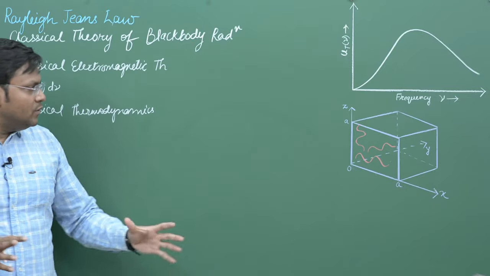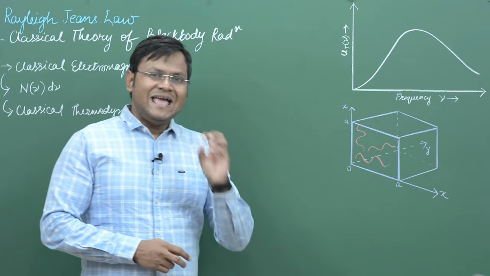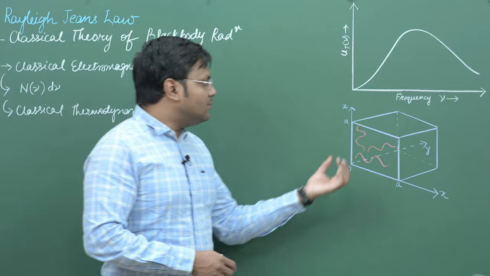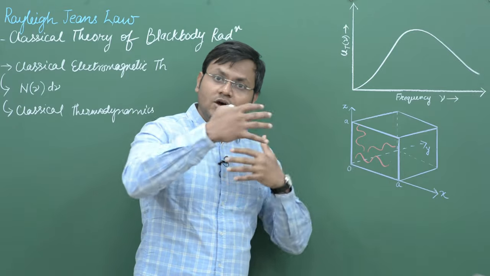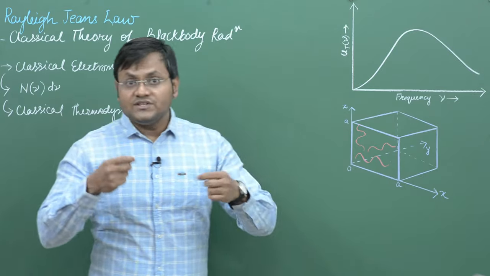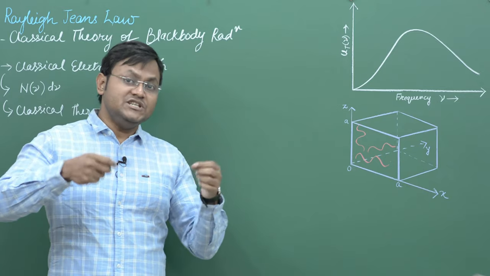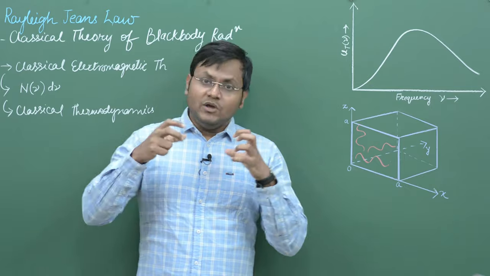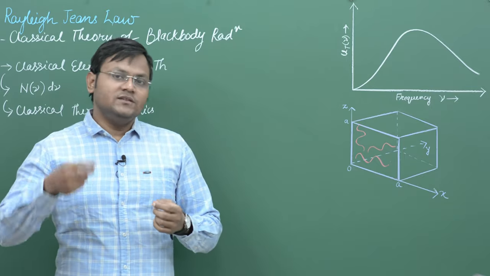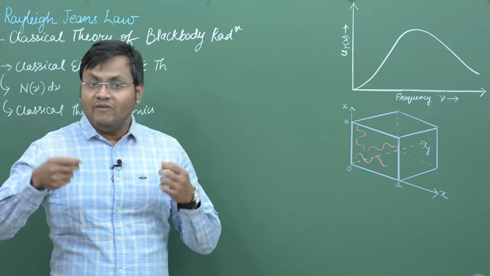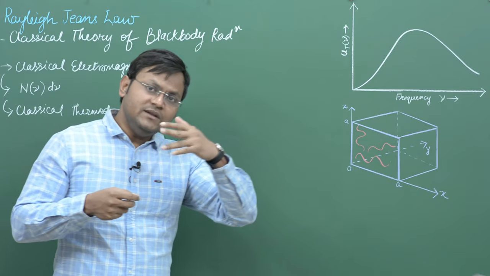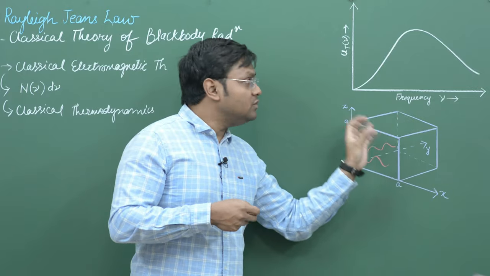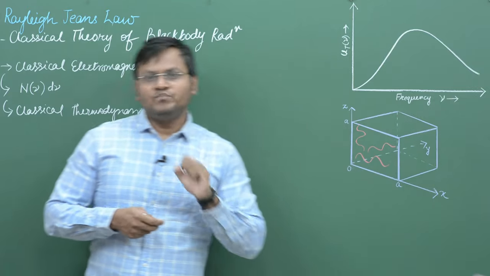Well, quite simply put, if this metallic cube has some temperature, then because of the temperature, the molecules and atoms on the walls of the cube will have electrons and charged particles which are going to be agitated due to the heat contained within the body. And because of this thermal agitation, they are going to oscillate or vibrate, and then they are going to emit electromagnetic oscillations, which is what is going to constitute the radiation coming out of the cavity.